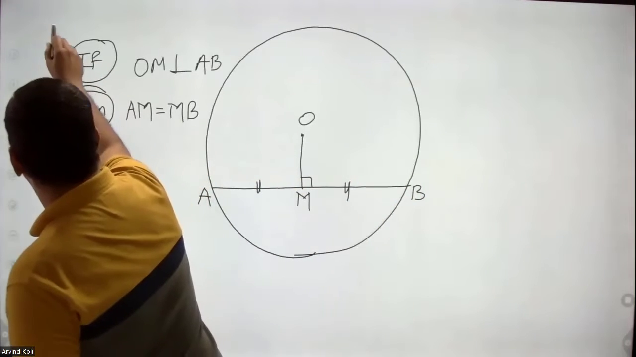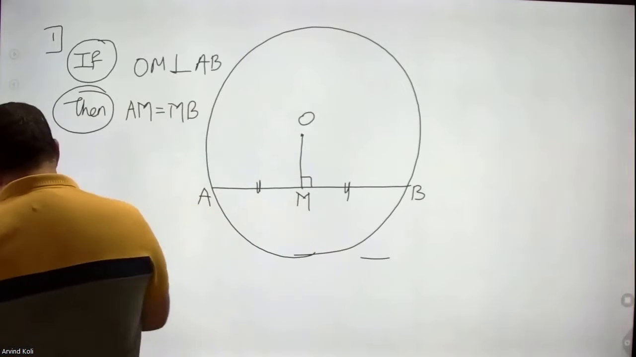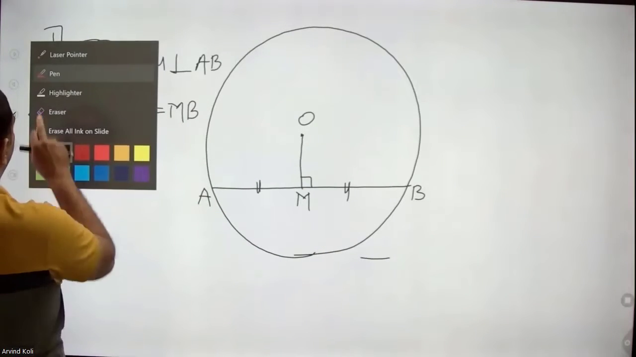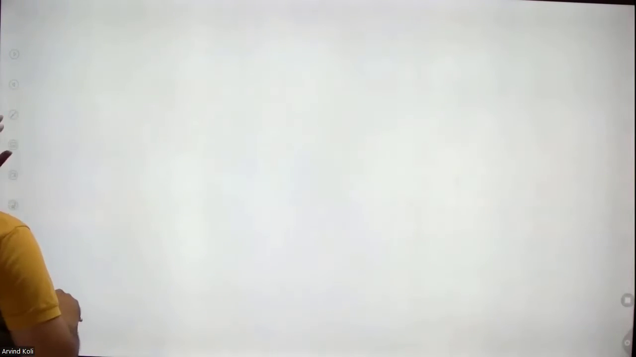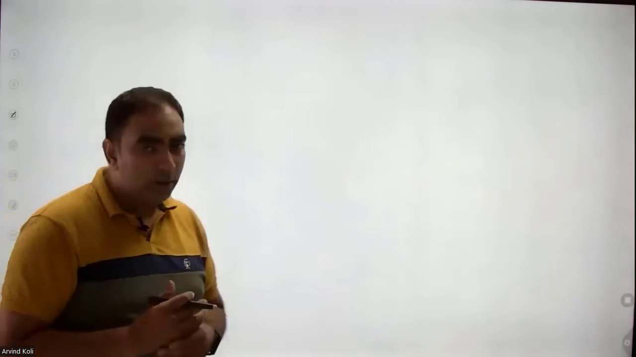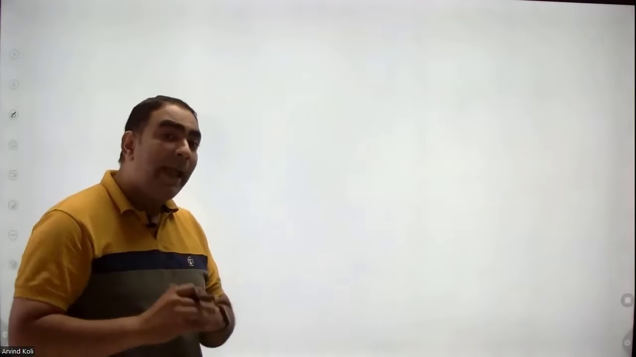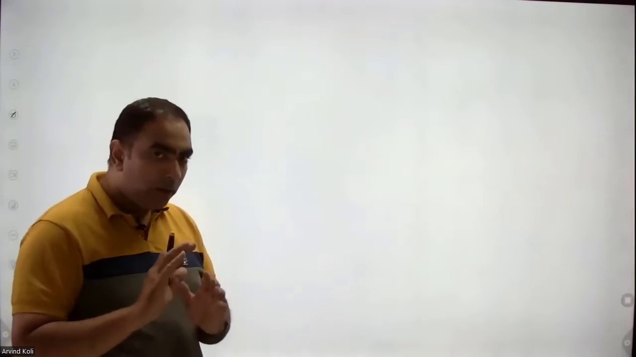So let me write one for your understanding. Next. Now students, let us have a look at our next concept. It's a relation between two chords. Okay, or rather it's a relation between chords and the distances from the center. तो याद करते हैं.